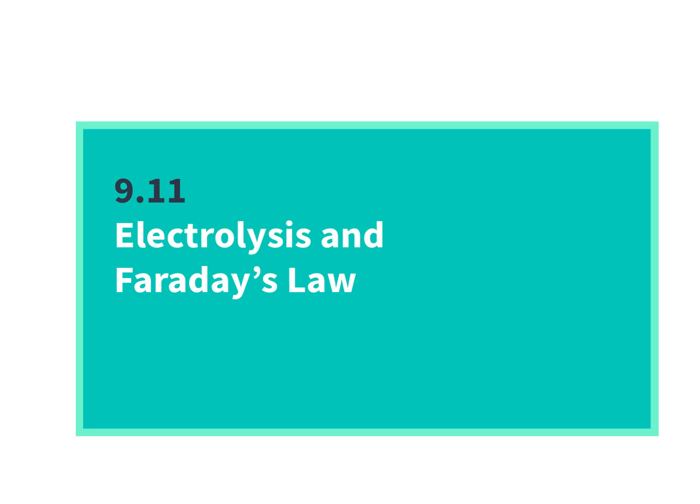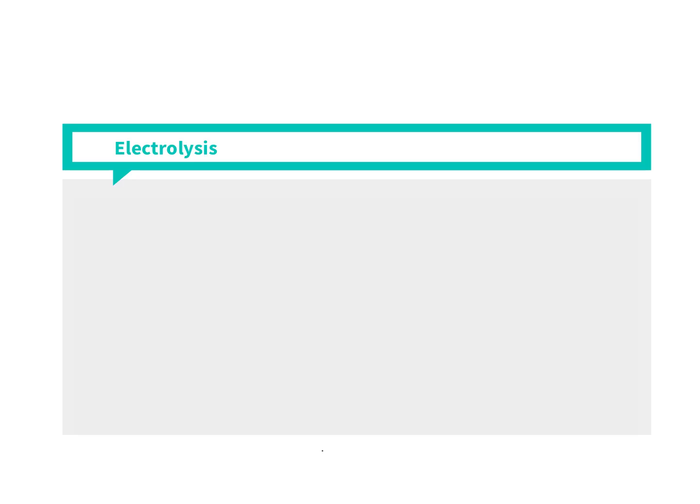Hi everyone, today we're going to finish Unit 9 with topic 9.11, electrolysis and Faraday's law. So far we've been talking about voltaic cells, which are essentially spontaneous redox reactions that generate a voltage. It's powered because the redox reaction is spontaneous. It goes without any outside assistance.